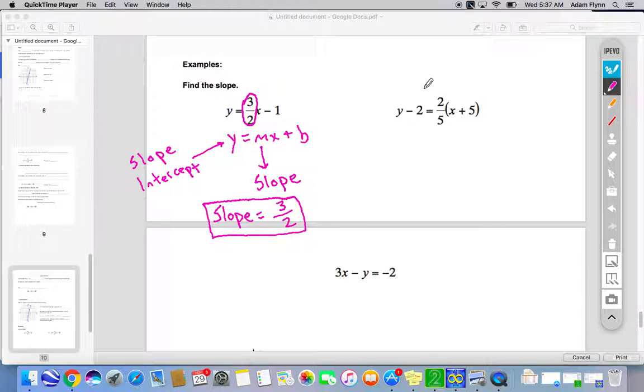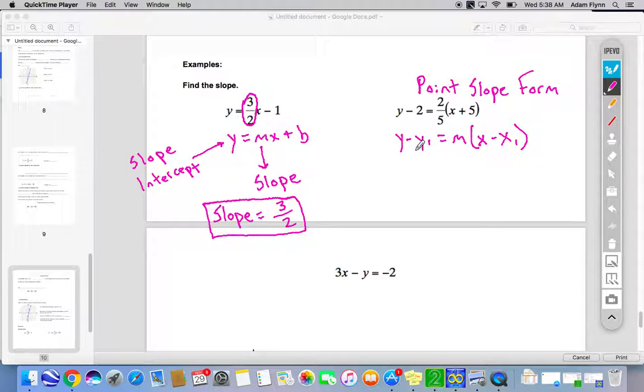So this equation right here, another linear equation, is in point slope form. Okay, so the form for that is y minus y1 equals m times x minus x1. Okay, and just like the slope-intercept form equation, when we have an equation in point slope form, all we have to do is take a look at it, and our slope should be apparent.